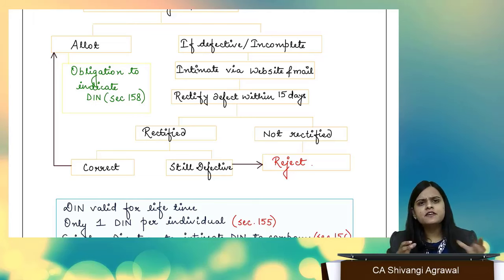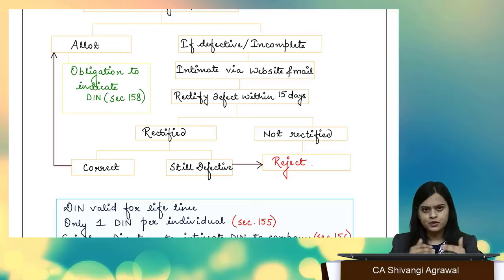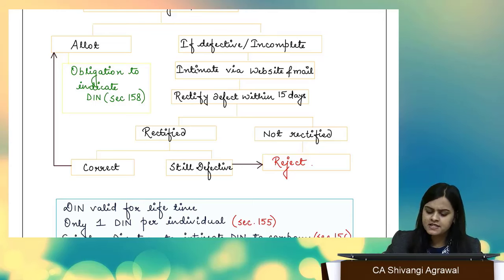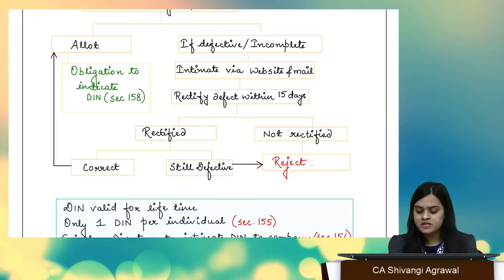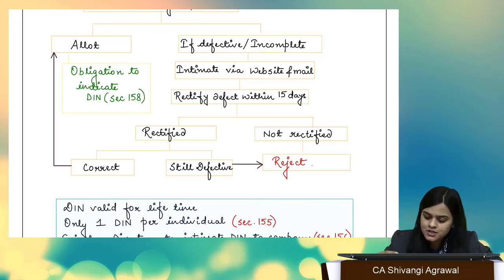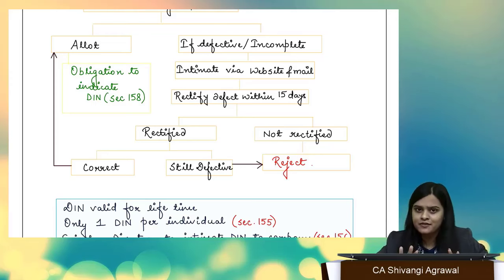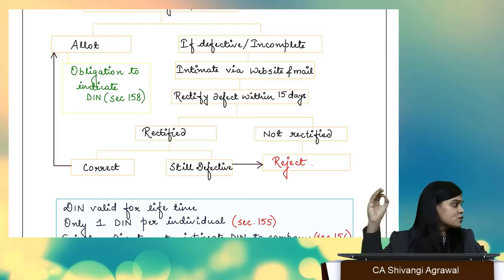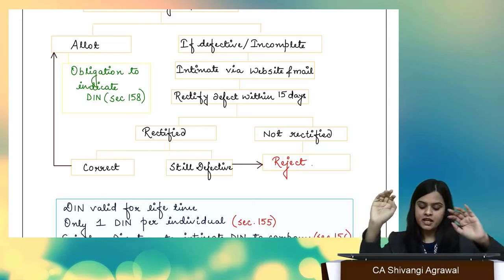Central government, if they find that your application is not defective, then what are they going to do? They are going to allot you the DIN. But if they find that your application is defective, then they are going to intimate you via mail or via website and you have to rectify the defect within 15 days. So you get a chance to rectify the defect within 15 days. If the defect is rectified, then you can be allotted DIN, and if you do not rectify it, then the application will be rejected.